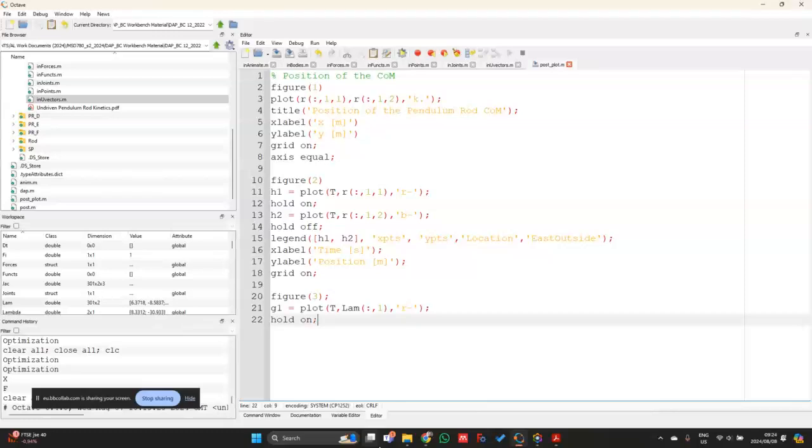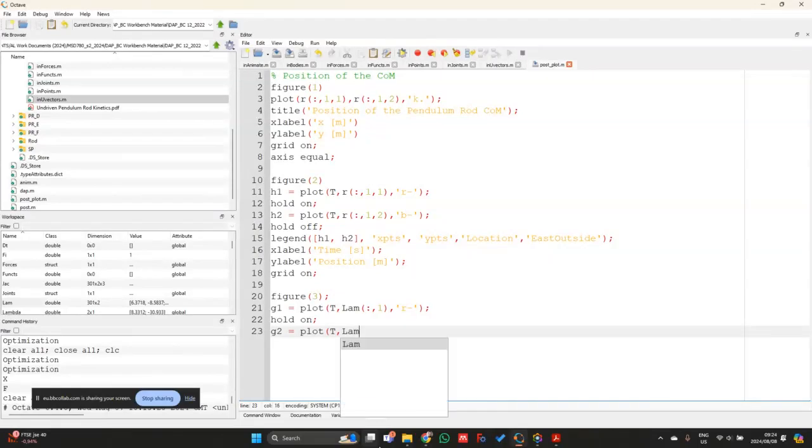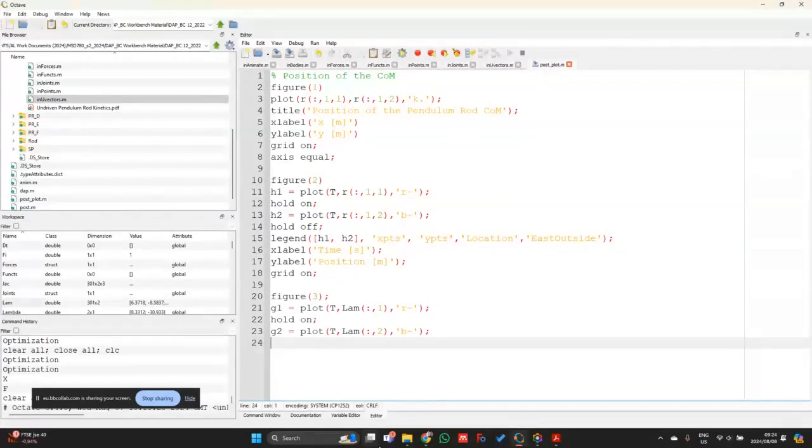Then I'm going to say hold on again. Then I can specify G2, which is plot time versus the Lagrange multipliers, all of the time points in the 2 direction. And let's use a blue line for that one. And now I can go and specify G3 as well, which is then the resultant force. So that will be equal to plot time.